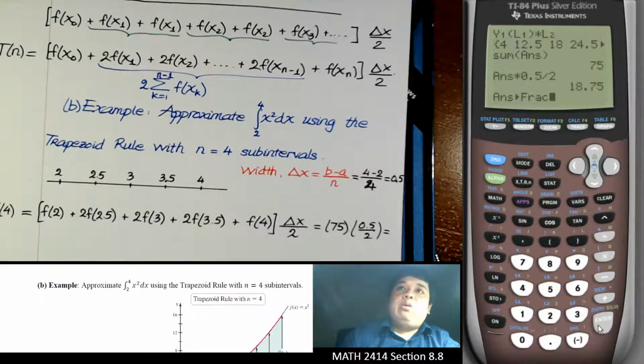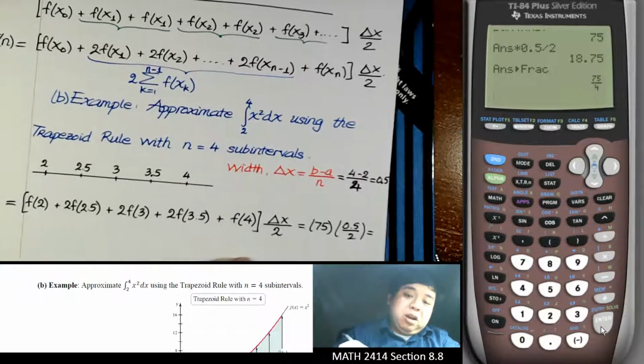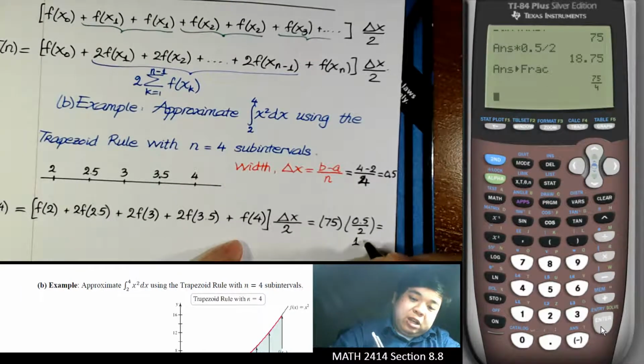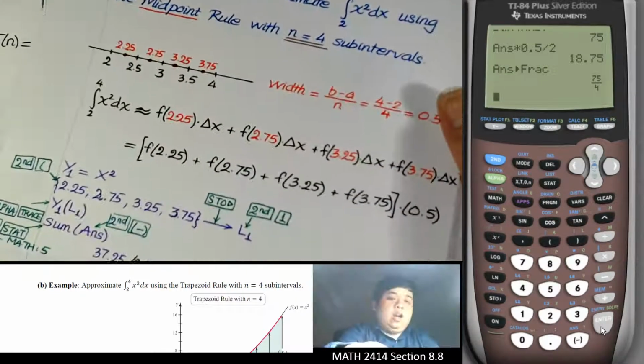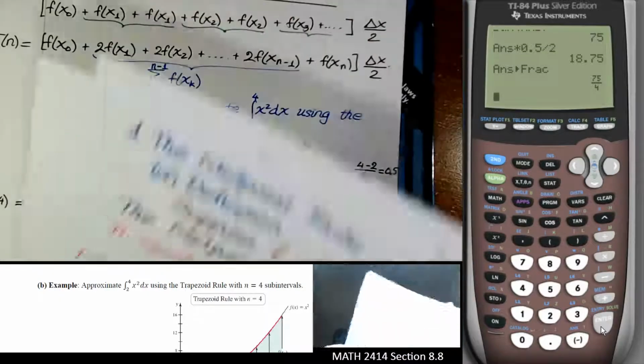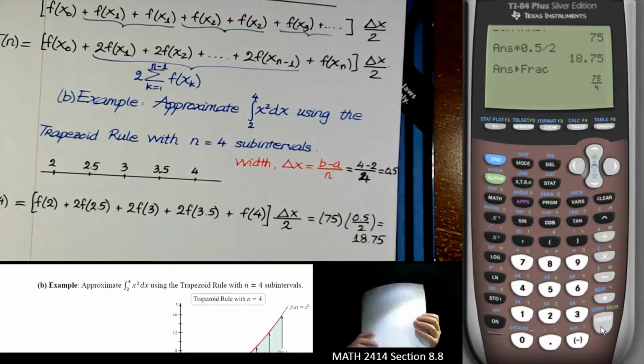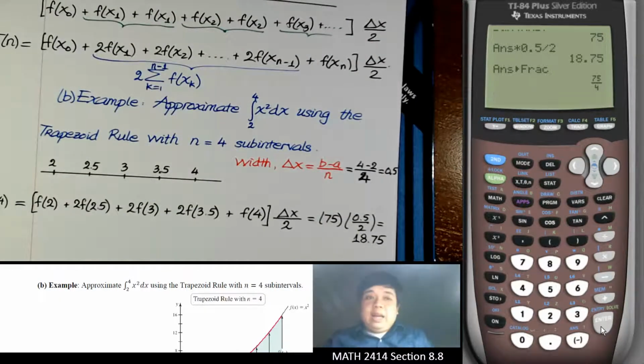So 75 over 4 then. But in the spirit of approximation, let's just say 18.75. Right. Earlier we have 18.625. Right.